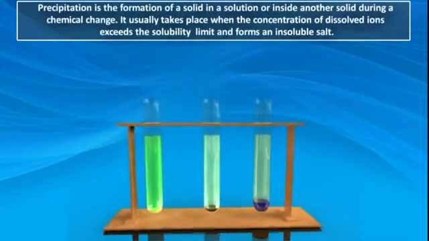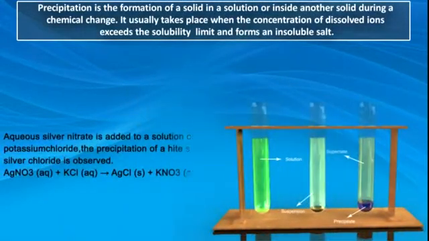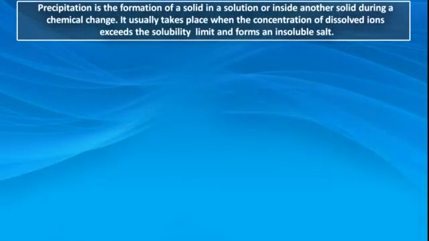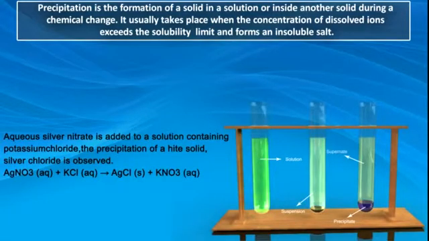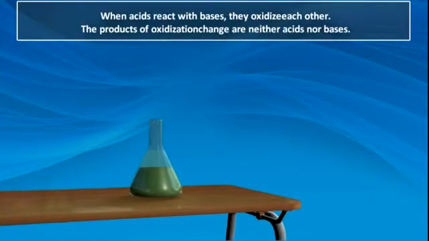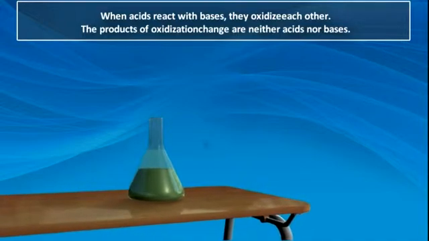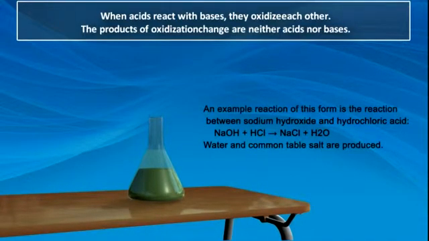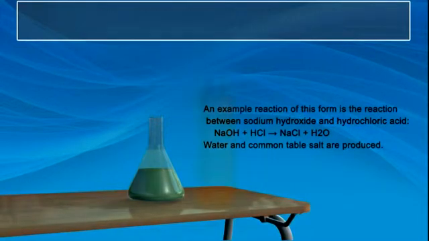Precipitation takes place when a change involving 2 solutions produces an insoluble product. The product appears as a precipitate. Neutralization is a chemical change in which an acid and a base react to form a salt. Water is frequently, but not necessarily, produced as well.